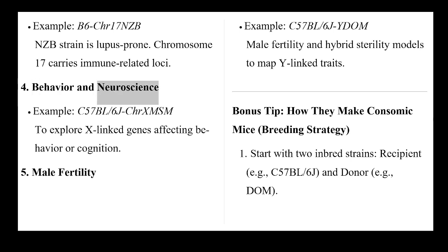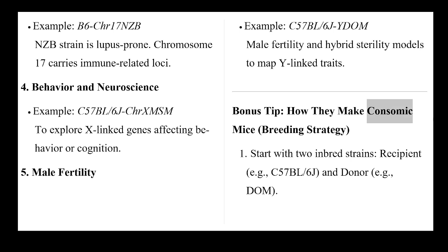4. Behavior and neuroscience. Example: C57BL/6JCHRXMSM, to explore X-linked genes affecting behavior or cognition. 5. Male fertility. Example: C57BL/6JYDOM, for male fertility and hybrid sterility models to map Y-linked traits.